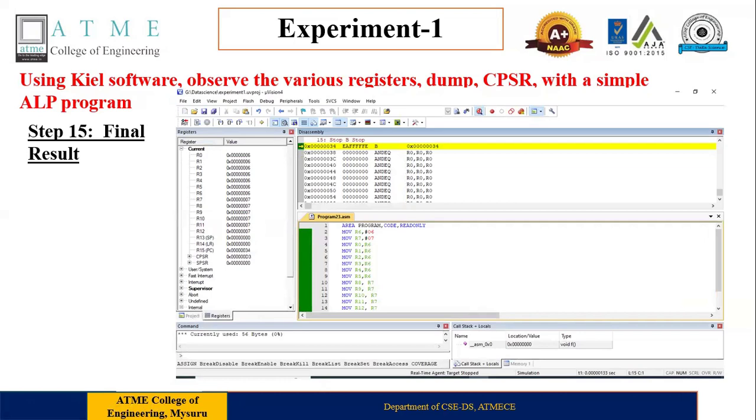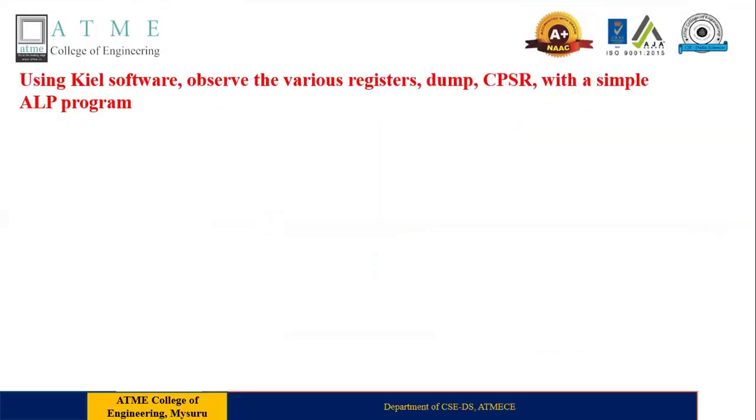Here you can see the final results: from R0 to R6, the value 06 has been moved, and from R7 to R12, the value 07 has been moved. This is a simple instruction where we have used registers to move immediate data to R6 and R7. Then we are moving it to each register just to show how the overall process works in the ARM microcontroller. Now we will move on to the actual running of the program in Keil MicroVision.